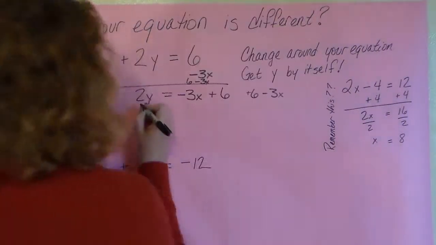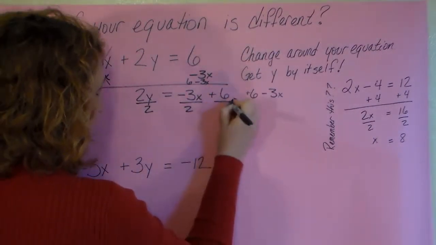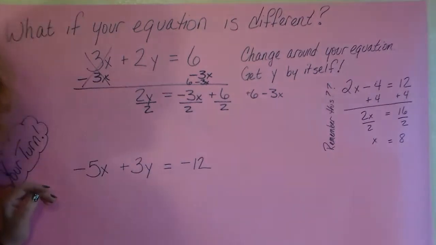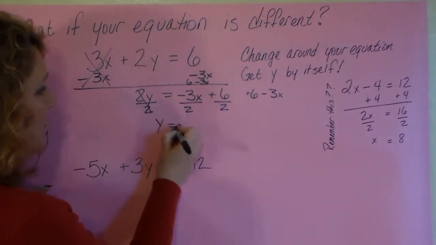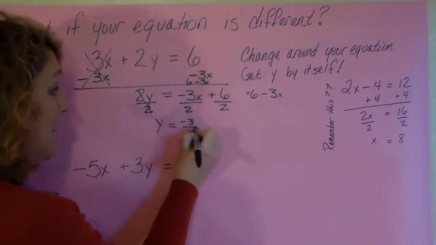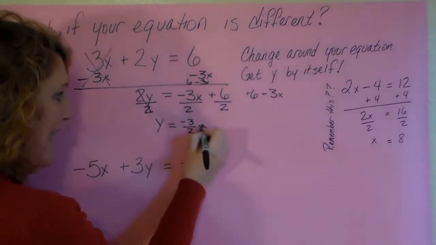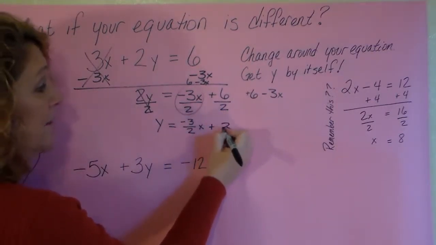I have to divide everything by 2. Divide everything by 2. And now fix it. Now I have y equals negative 3 over 2 x, and what's 6 over 2? That's 3.